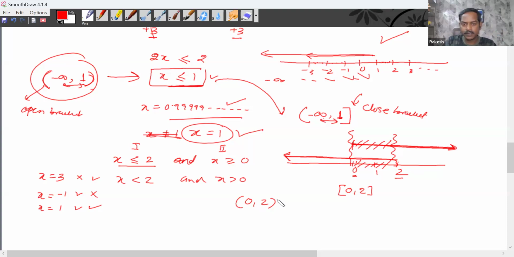What is the best way of representation? Either you can do this way or you can do this way. Normally the solutions are represented this way. That's the reason I have given this much of time, right?